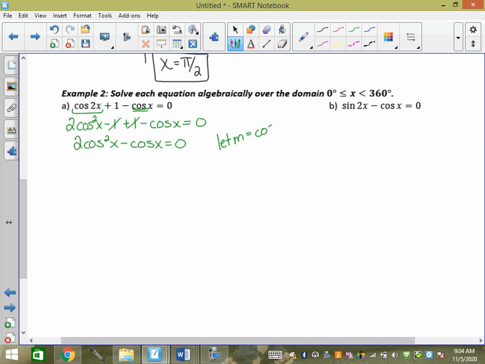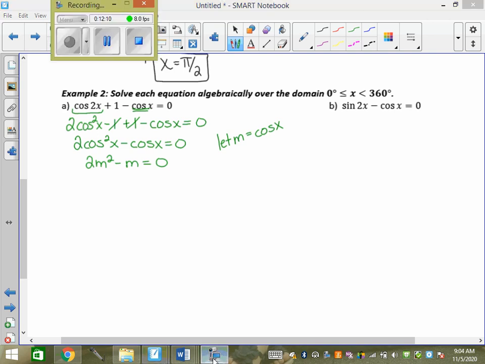Let m equal cos x. So I get 2m squared minus m equals 0. Now this is what you have to spot. These are the ones that people get wrong, and they're actually the easiest ones. So we have 2m squared minus m. Now this is where people go wrong. They'll move the m over, and they'll divide by the m, and they'll do some crazy stuff to it.